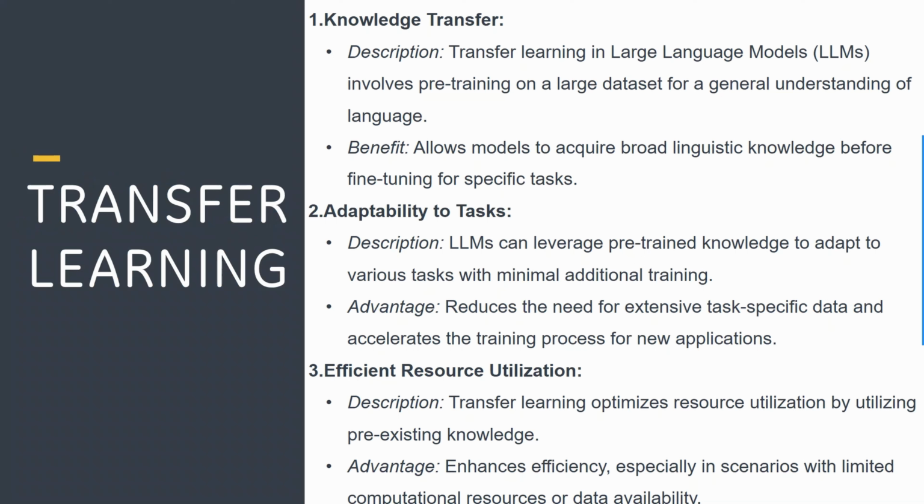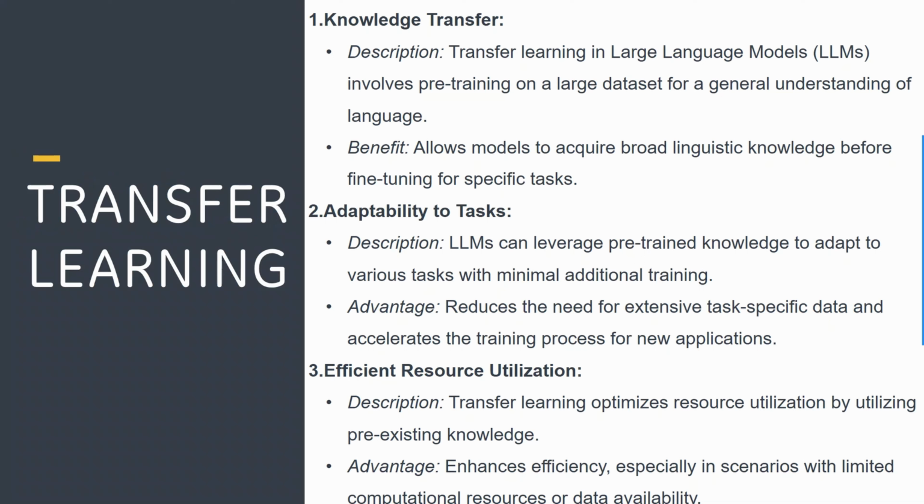Next, we have transfer learning, one of the important features in LLMs. Firstly, we have knowledge transfer. Transfer learning in LLMs involves pre-training on a large dataset for a general understanding of the language. The benefit of this is that it allows the model to acquire broad linguistic knowledge before fine-tuning for specific tasks. And then we have adaptability to tasks. LLMs can leverage pre-trained knowledge to adapt to various tasks with minimal additional training.